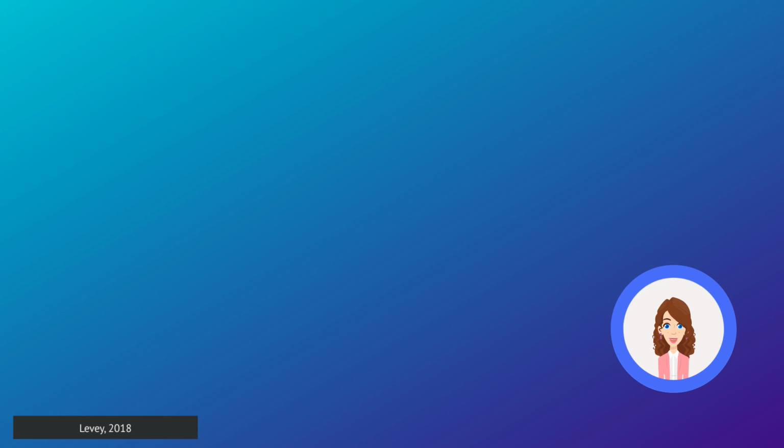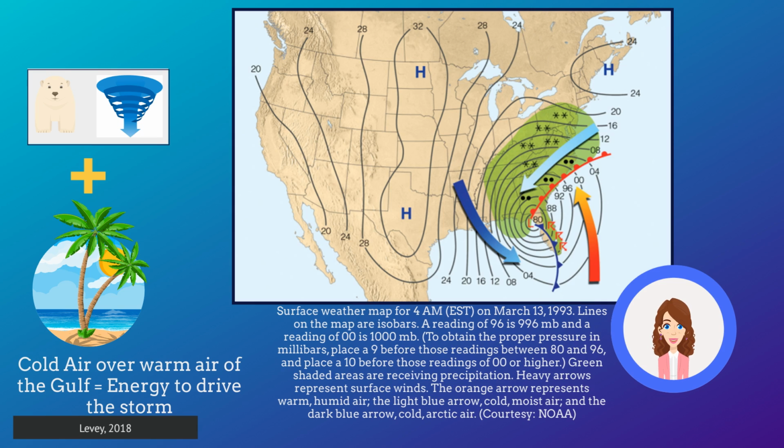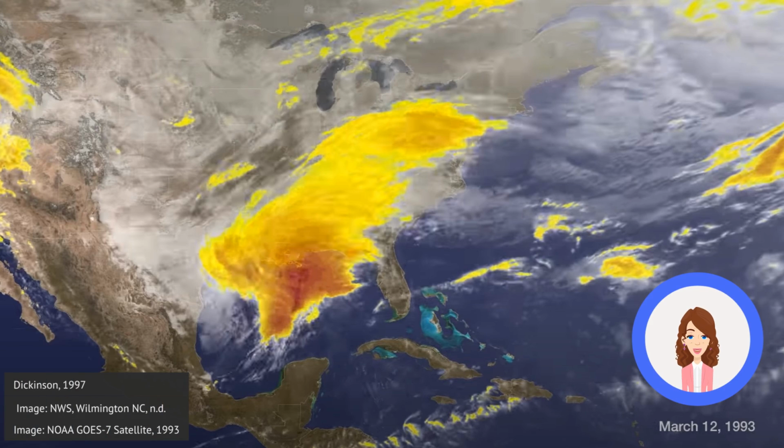Let's stop and talk about that polar jet stream dipping low down to the Gulf for a second. Sometimes during winter, the polar jet stream will bring down cold Arctic air toward the Atlantic Ocean and the Gulf of Mexico. And remember what we said about extratropical cyclones? By midday on March 12th, the extratropical cyclone had formed. You can see the low pressure area in red.